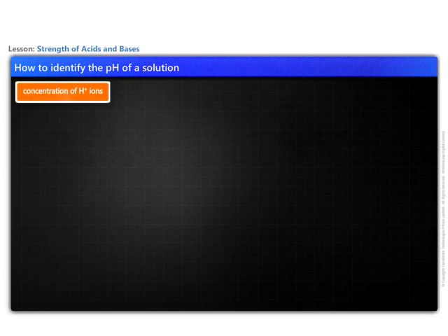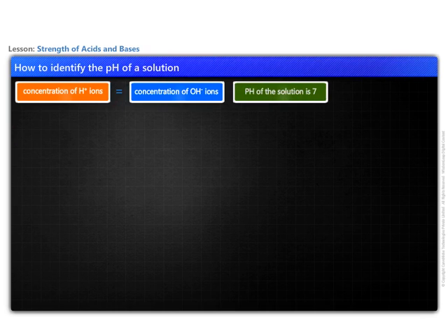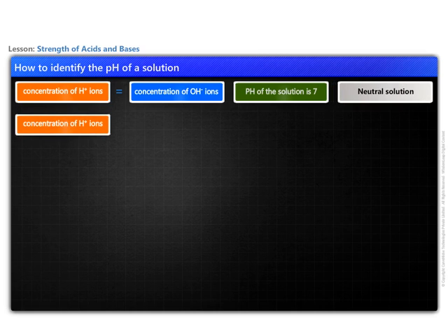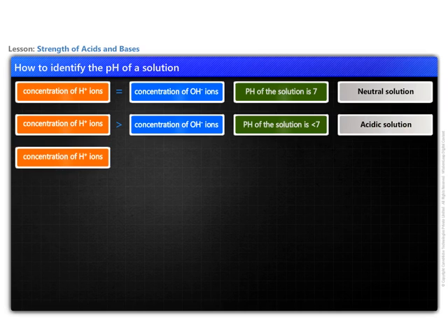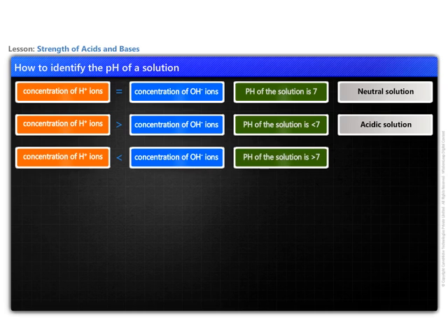When the concentration of hydrogen ions is equal to the concentration of hydroxide ions, the pH of the solution is 7. That is, it is a neutral solution. When the concentration of hydrogen ions is greater than the concentration of hydroxide ions, the pH of the solution is less than 7, which means it is an acidic solution. When the concentration of hydrogen ions is less than the concentration of hydroxide ions, the pH of the solution is greater than 7, which means it is a basic solution.